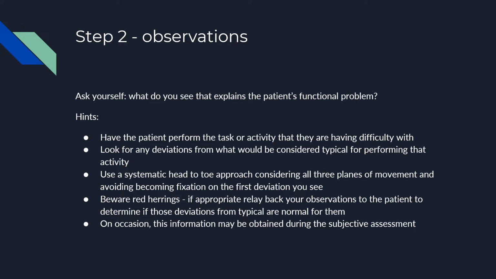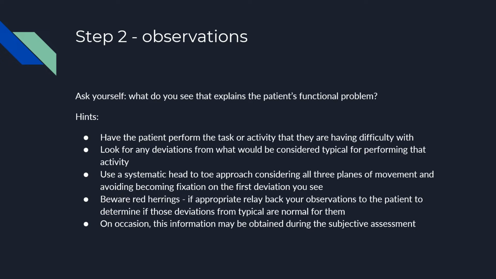So while we're observing, we're looking for any deviations from what we would consider typical for performing that activity. Context is really important here, because obviously if you took a 5-year-old, a 25-year-old, and an 85-year-old, how we would expect them to move would be vastly different. So if you're assessing a 5-year-old, there's no use considering what's typical for a 25-year-old, because you're going to find a bunch of deviations that may actually be age appropriate and normal or typical for that age group. So always think back to whatever age and whatever demographic you're dealing with.